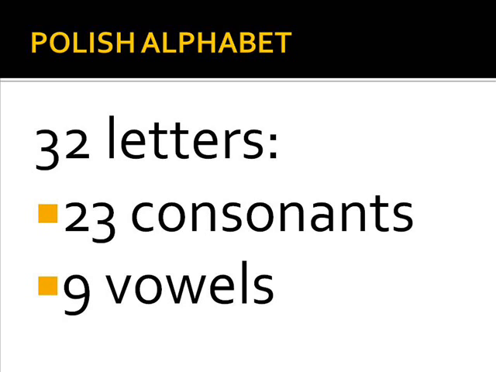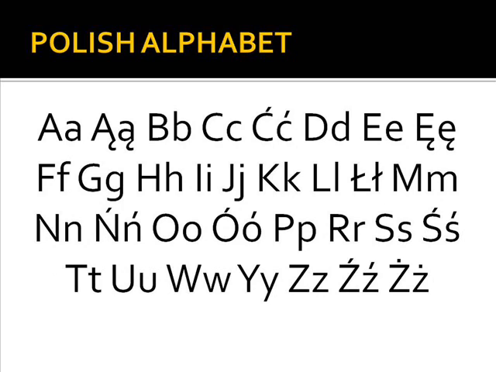So let's take care of the Polish alphabet and look at all the Polish letters. Here we go. As I've mentioned, there are 32 letters, of course, 23 consonants and 9 vowels. You can look at those letters here, and you might see that you can recognize some of the letters, but some of them have different marks.